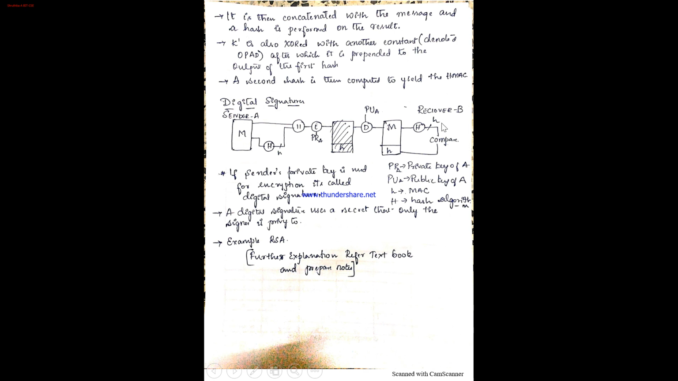Next you'll take that message, apply the hash algorithm, and get the hash value. That will be compared with this hash value. If the comparison results in the same value, then the receiver will get confidence that the message is not viewed, intruded or corrupted by anyone across the network. So this is digital signature.